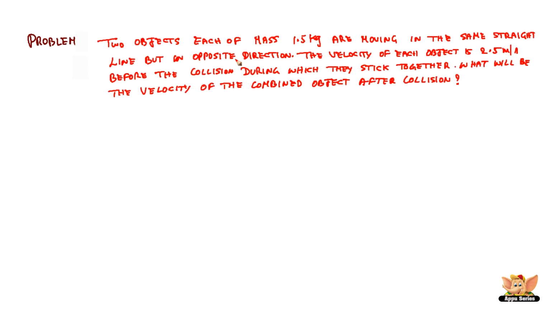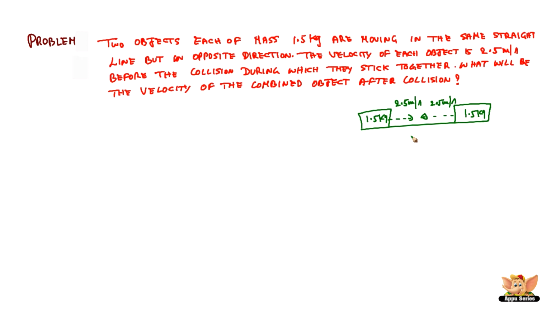So from this we understand there are two objects, each of the same mass, traveling in the same straight line but in opposite direction, and the velocity of each object is 2.5 meter per second before collision, and during this collision they stick together. So they travel together. So what is the velocity of the combined object after collision? Let us find out what's happening.